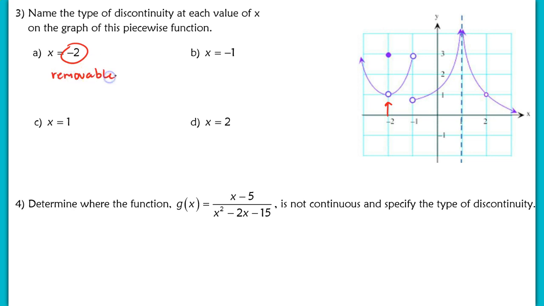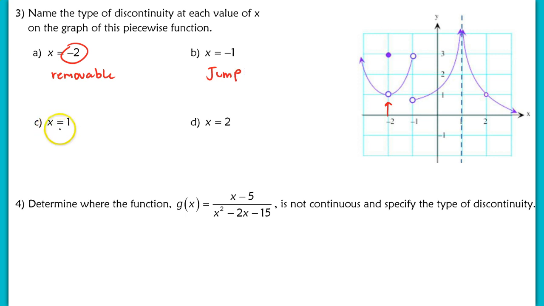It's a removable discontinuity because I have a hole in the function, and even though that function is defined, it's called a removable discontinuity because we've removed the point -2, 1. Okay. Now at x equals -1, here we have a jump discontinuity, and it's not just because the fact that they're not defined here, it's because the limit as x approaches from the left and the limit as x approaches from the right, those limits are two different values. Okay, so this would be a jump discontinuity.